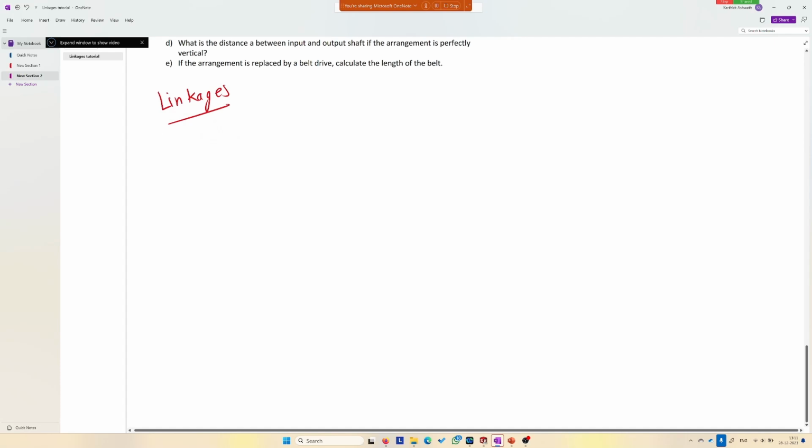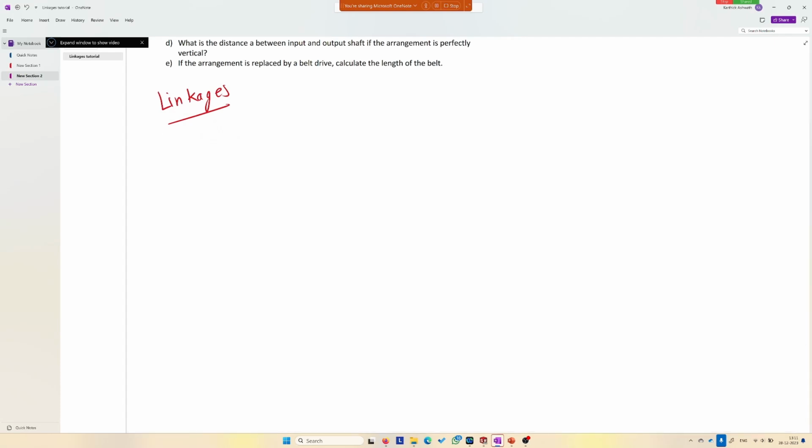Linkages. In general, linkages are a method of moving power from one input to another to the output. And usually, for the context of this course, we'll be looking at 4 bar linkages, which is basically having that name because it has 4 bars.